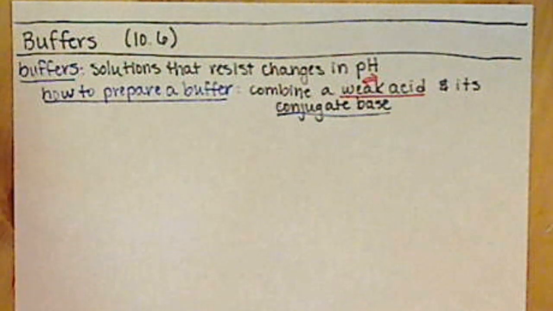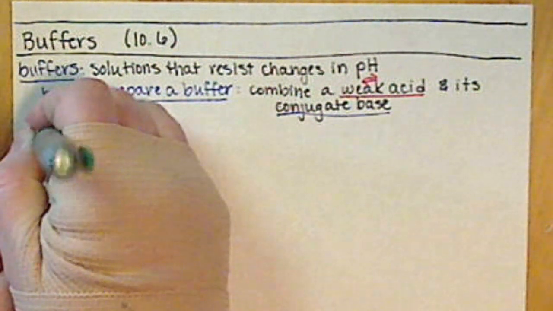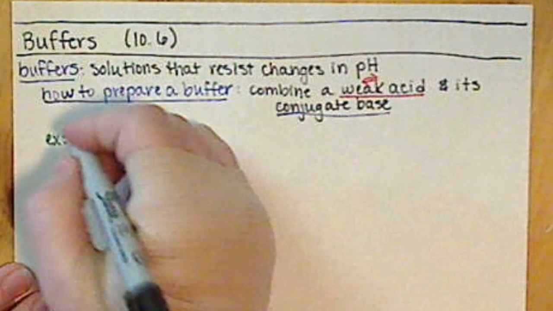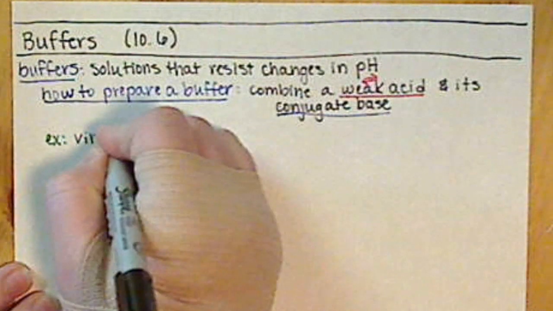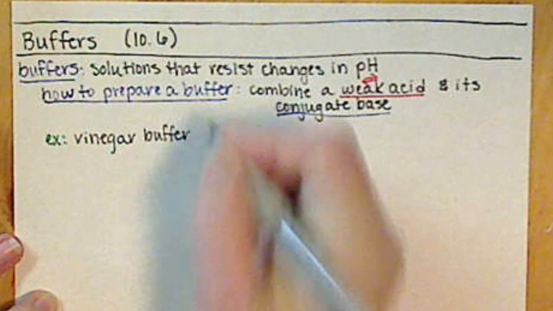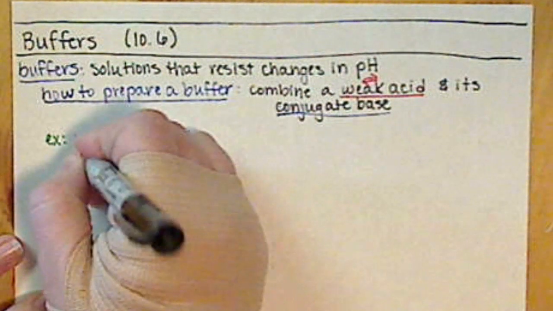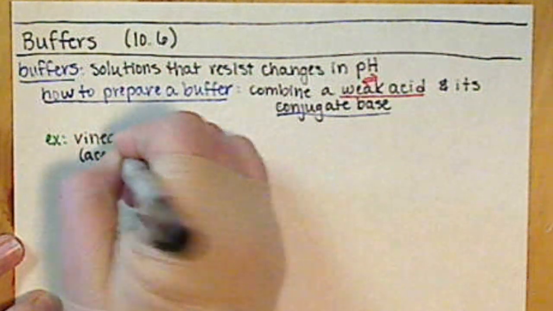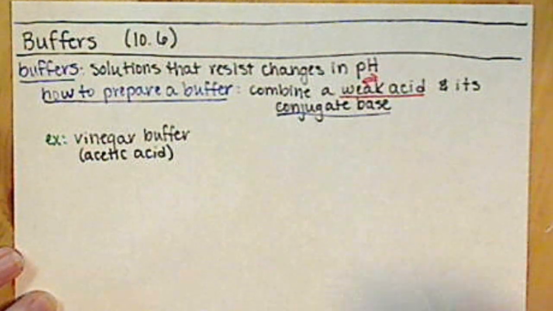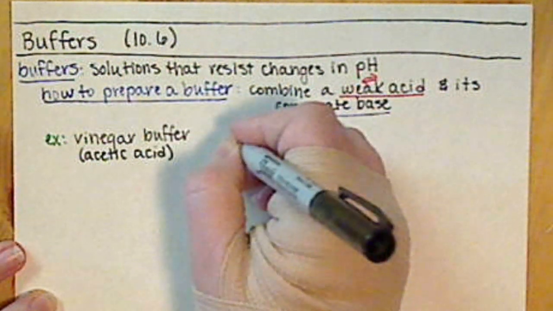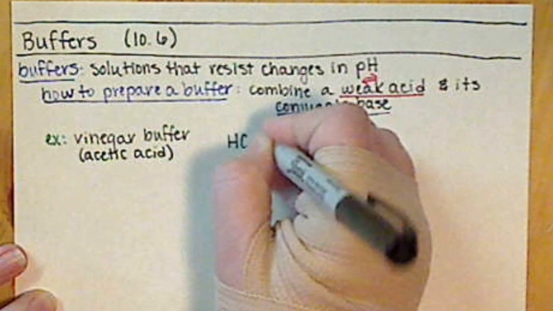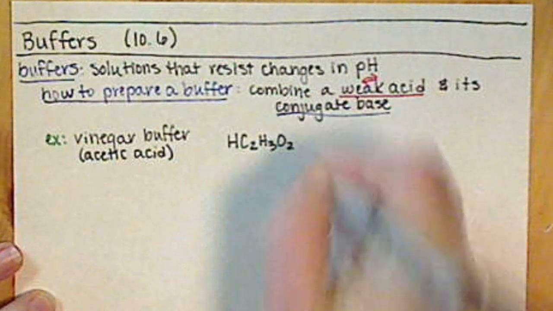So if we look at an example, let's look at a vinegar buffer. Right, buffer prepared from vinegar. Our chemical name for vinegar is acetic acid. So we have a weak acid. Our weak acid is our acetic acid, so HC2H3O2.